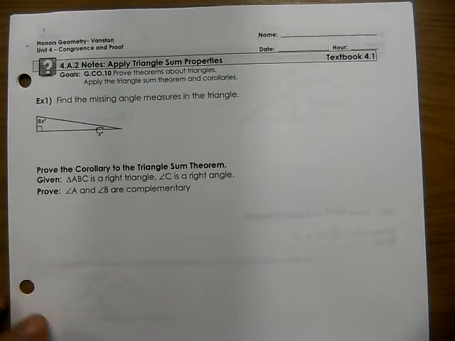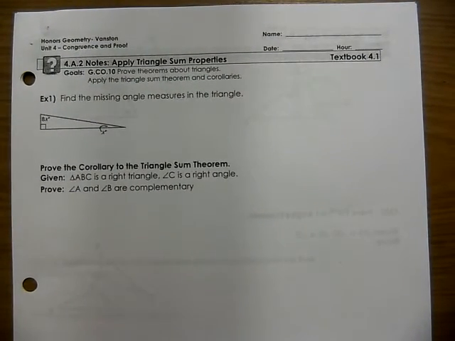In this video, we're going to talk through the 4A2 notes, talking more about triangle sum properties or applying them. So yesterday, we talked about the fact that the sum of the measures of the interior angles of a triangle was equal to 180 degrees. So now we're going to talk about how we can apply that in some different situations.